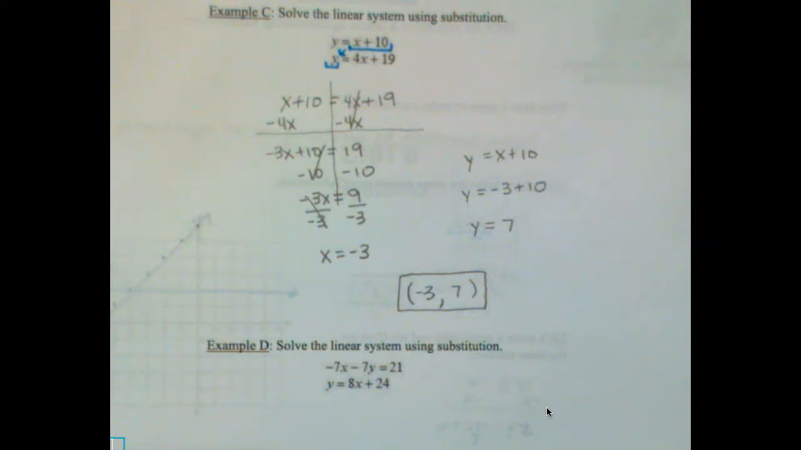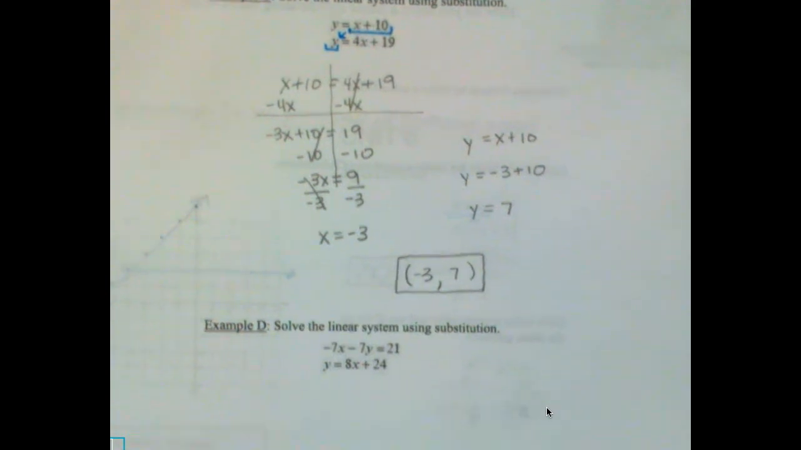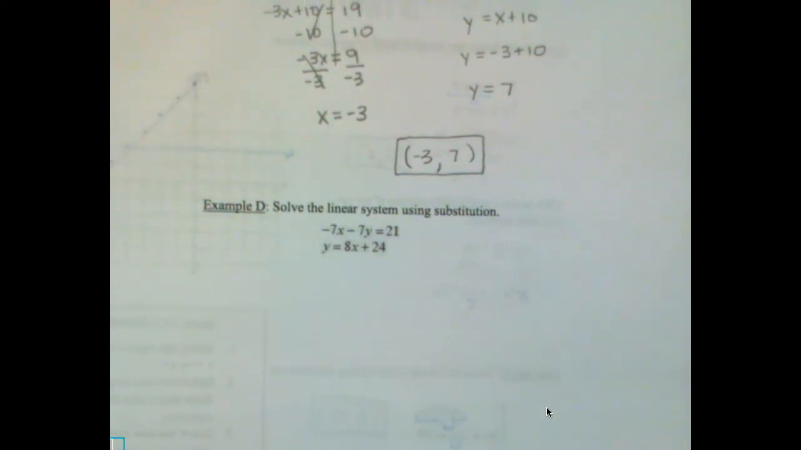We'll do a few more here together. Okay. So example D. This one looks a little scarier. All this one really is going to mean is we have to do a little bit more algebra, because there's just a lot more values and numbers here, okay?